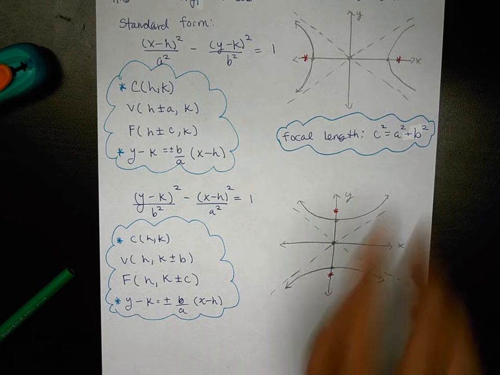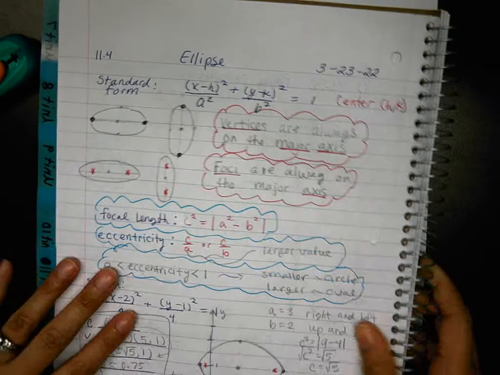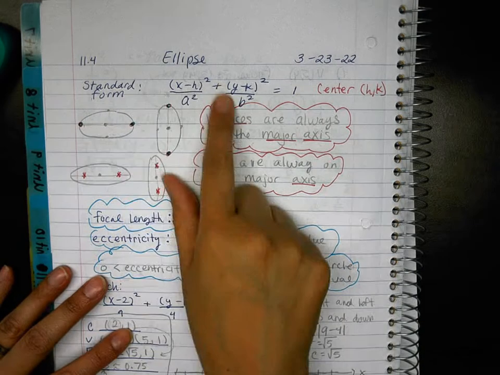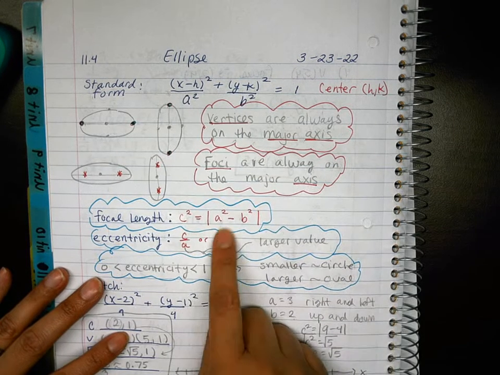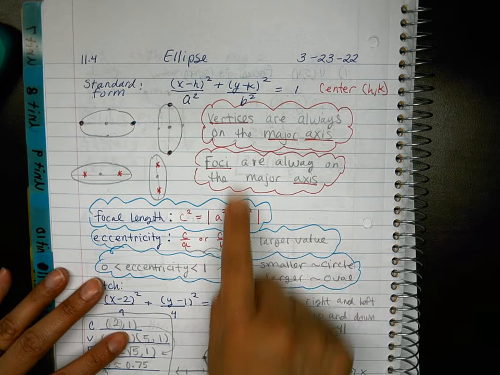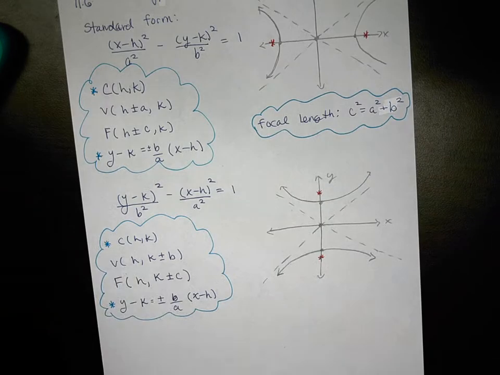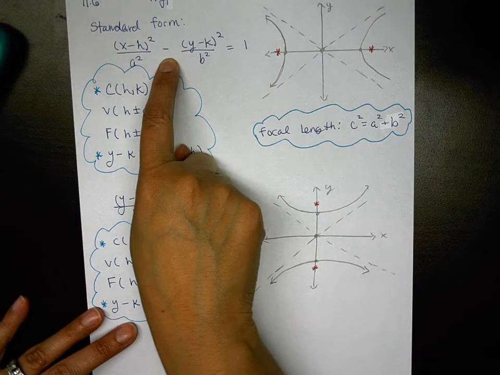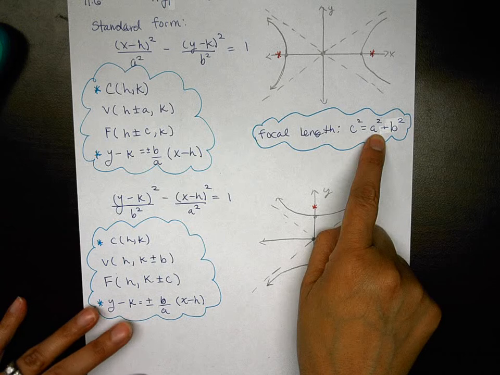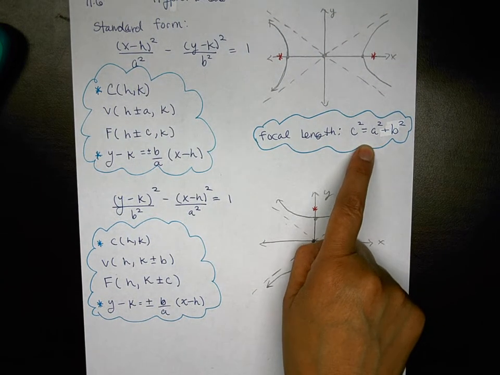Okay, some kids always get confused. Which one's which? Is it plus? Is it minus? Here's one trick to remember it. If you're dealing with an ellipse, it has a plus sign in its standard form, which means the focal length has a minus. It's the opposite. Plus here, minus here. The hyperbola has a minus sign in its standard form, so the focal length formula has a plus sign. It's the opposite. Minus here, plus there. Any questions?